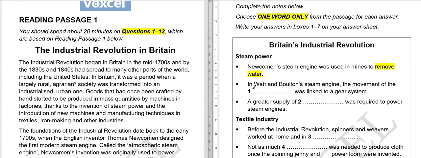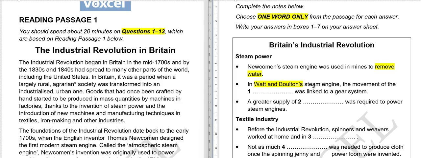First question: in Watt and Boulton's steam engine. It's very easy to find because names cannot be paraphrased, they will be written as they are. So wherever Watt and Boulton is written, our first answer will be there.